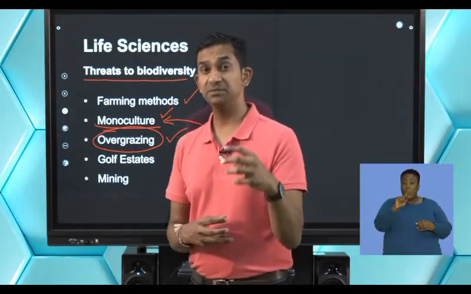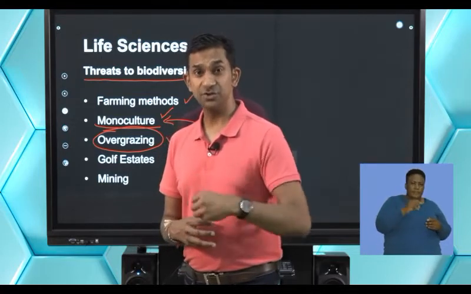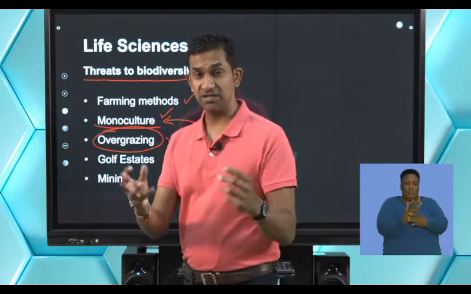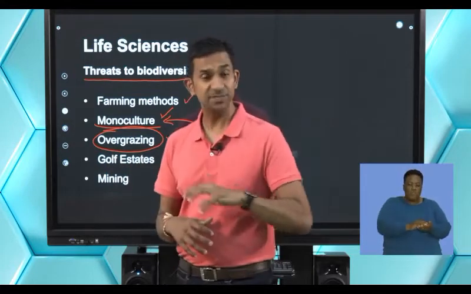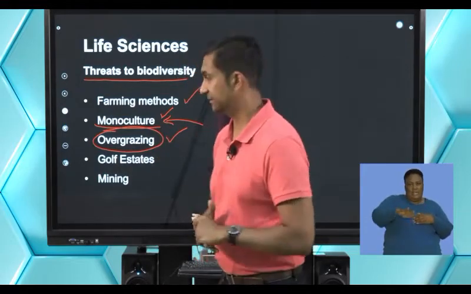And so overgrazing means that now we have animals that graze and reduce the plants that grow in an area, and thereby we reduce the diversity of plants in a specific area. So overgrazing has a huge impact on our biodiversity.